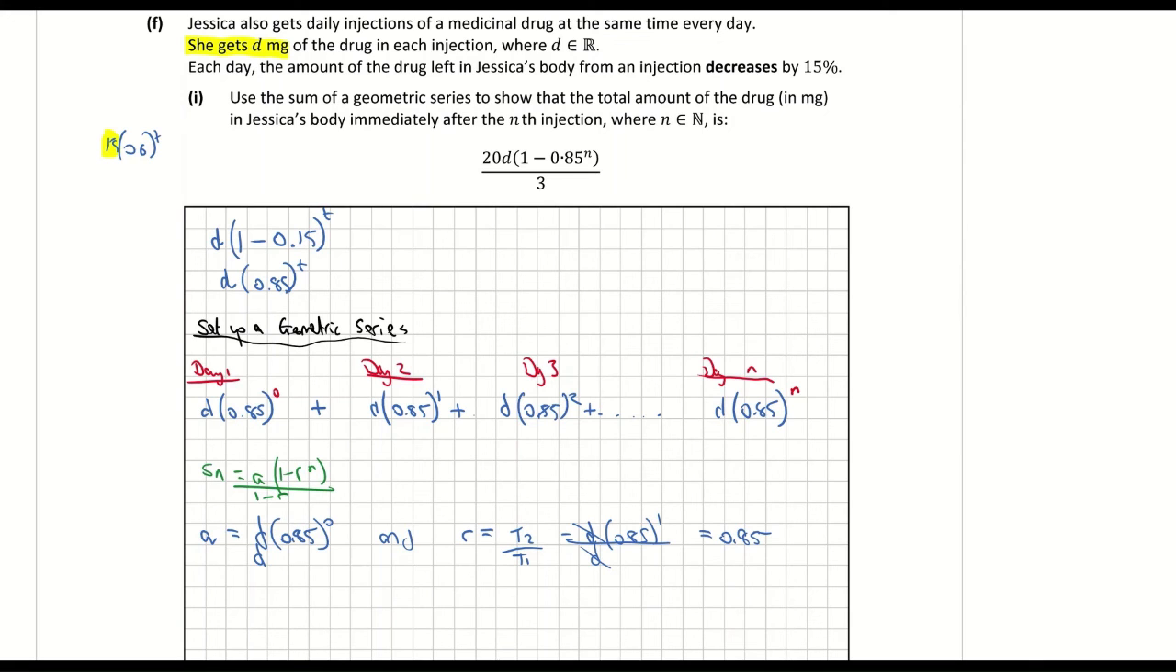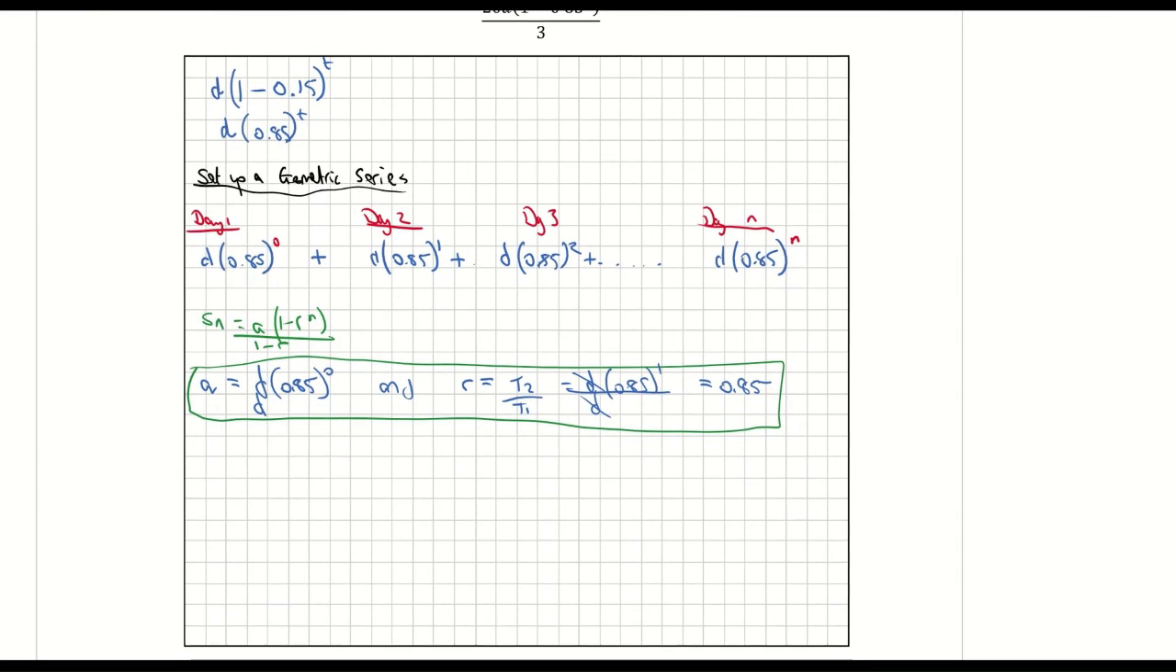So that's everything I need now for filling in my Sn formula. Filling it in, I'm getting Sn equals d times 1 minus 0.85 to the power of n divided by 1 minus 0.85. So that's leaving me with Sn equal to, I'm just going to put a 1 in front of this d if it helps, 1d times 1 minus 0.85 to the power of n all over 0.15.